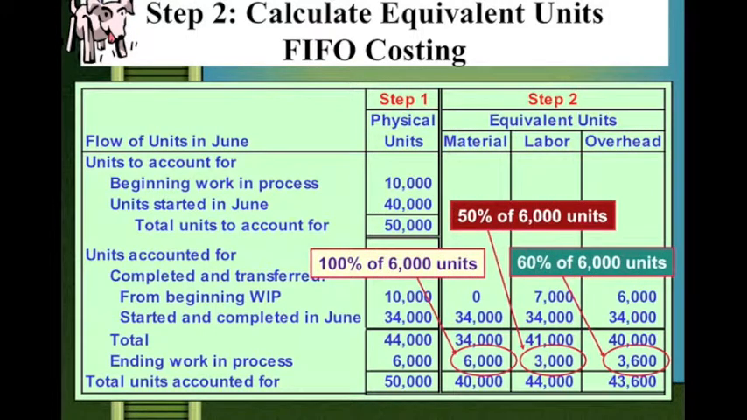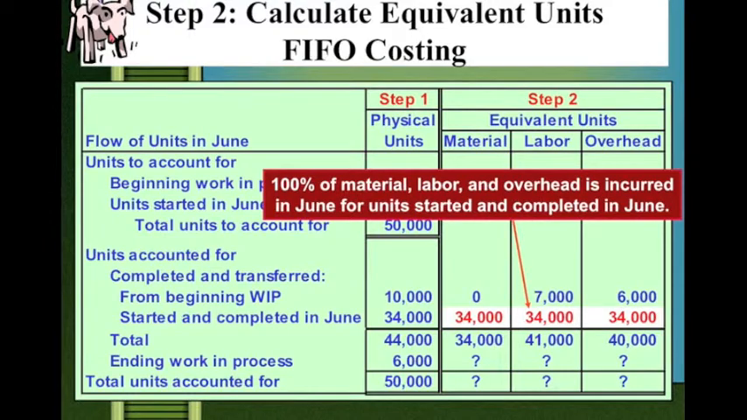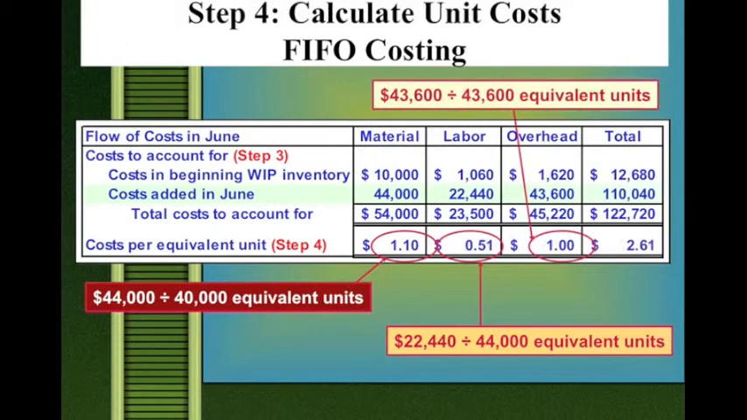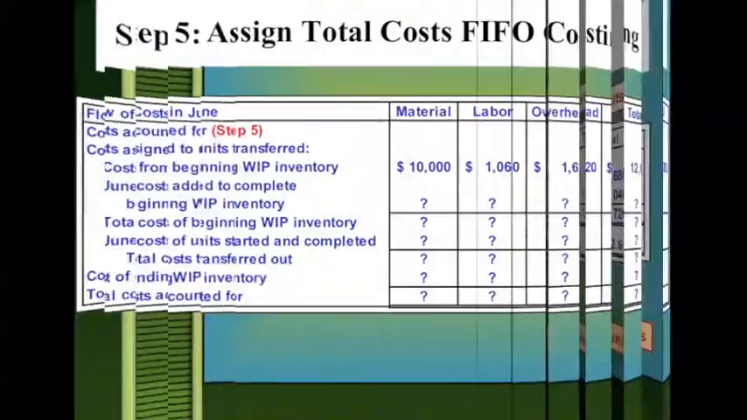And then the cost we have, as shown right here, which is $44,000 for this one. And for the second, for labor, we have 22,440. And for overhead, we have 43,600. So this is cost per equivalent unit. This is regarding cost added in June. Okay, so this is just regarding costs added in June. So we have a cost per equivalent unit there.